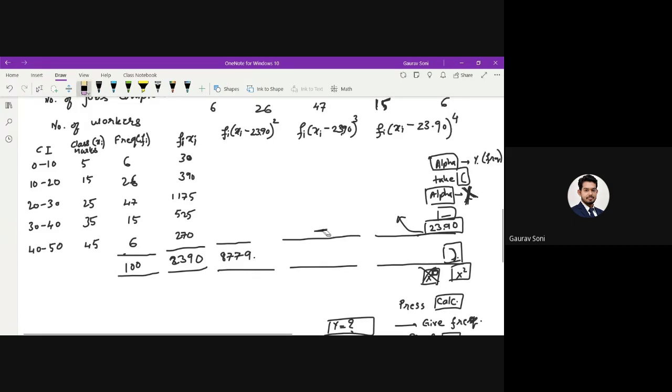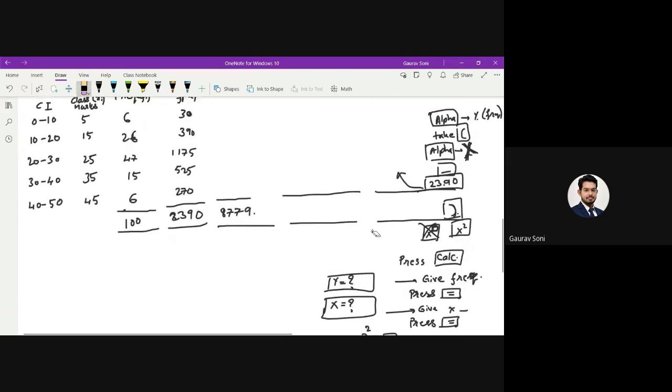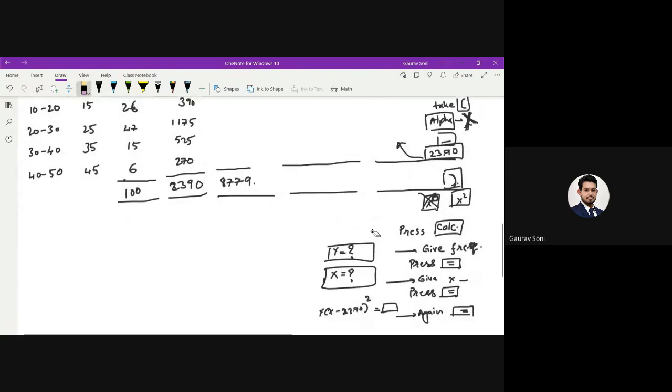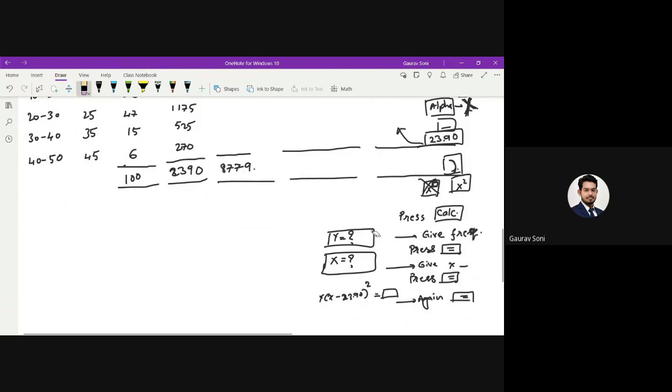Everyone do it fast. Follow the guideline. It will make your calculations very much faster. Sir, it's 8779, like 8778.83, something like that. So the round figure is 8779. Round it off.